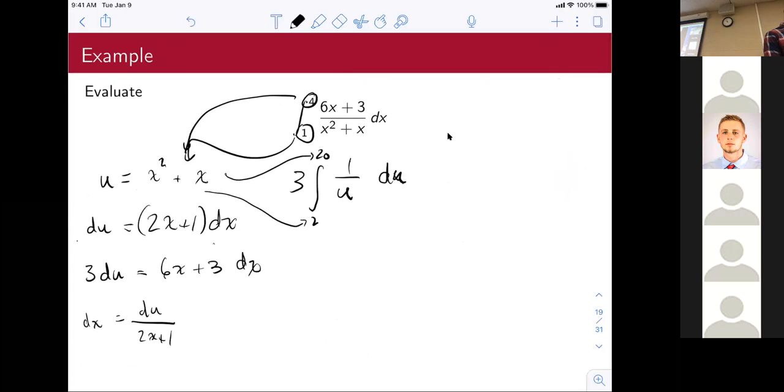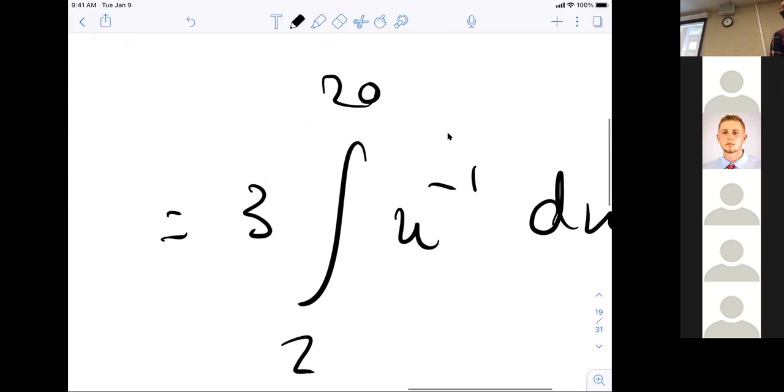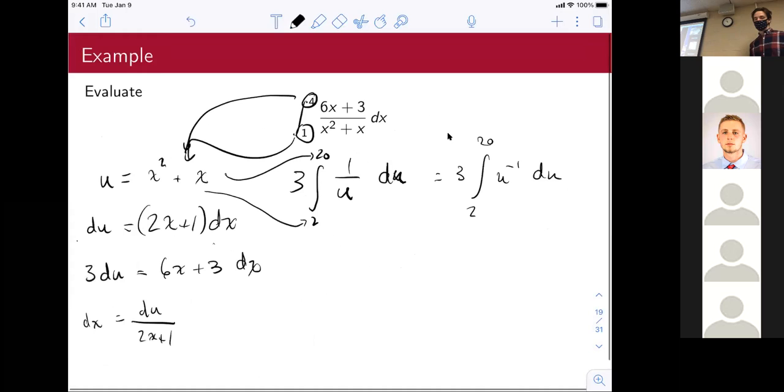If you want, you can think of this as 3 times the integral from 2 to 20 of u to the minus 1 du, although I would argue that that's maybe a little misleading to do because we're not using the power rule for integrals, right? Because the exponent is minus 1, which is the only case we can't use the power rule for integrals. So what would I get instead of using the power rule?